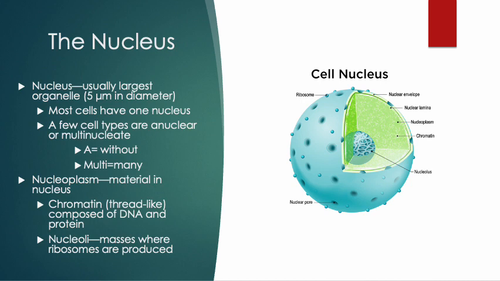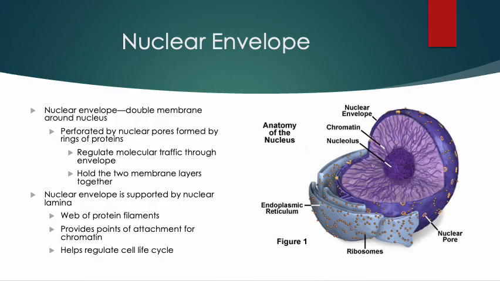So here's a picture of the nucleus. It's in the middle. It is the control center of the cell. It holds all of the genetic material for the cell. Without the nucleus, the cell has no idea what its job is. So the nucleus is a membrane-bound or a membranous organelle. It has a membrane around it.